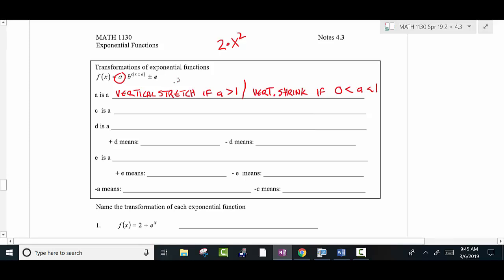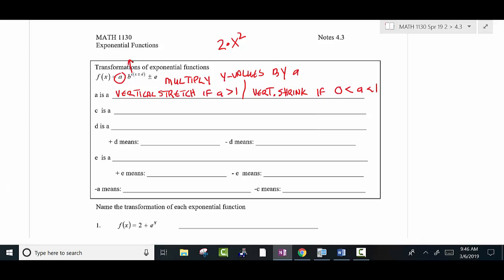Another thing that's probably good to write is you're just multiplying y values by a. If you think of it that way, that'll help you understand why it stretches and shrinks the way it does. Okay? All right? So what happens on C, now that's totally opposite of the way it is on A.